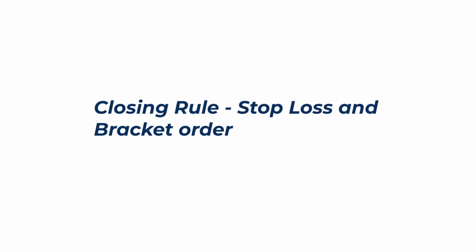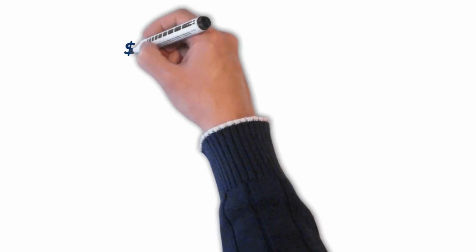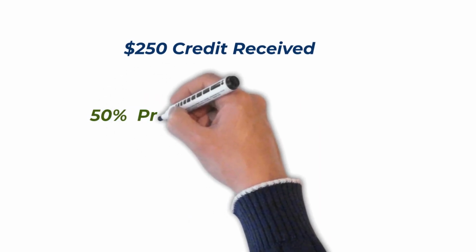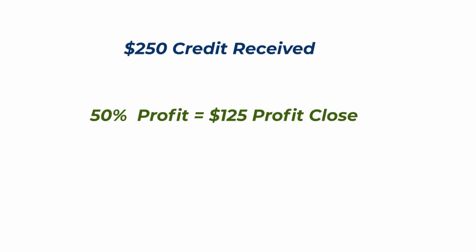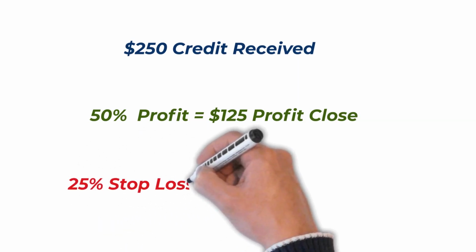Sometimes it's a little more and sometimes a little less, depending upon exactly where the current price is between the two $5 wide calls. The stop loss and bracket order rules are what I place right after I place the trade. Every time I place a trade, I use a bracket order for the day. If 250 is the call credit received, then I place a bracket order at 50% profit and 25% loss. This way, I'm closing for a profit at $125 and cutting my losses at $62.50.